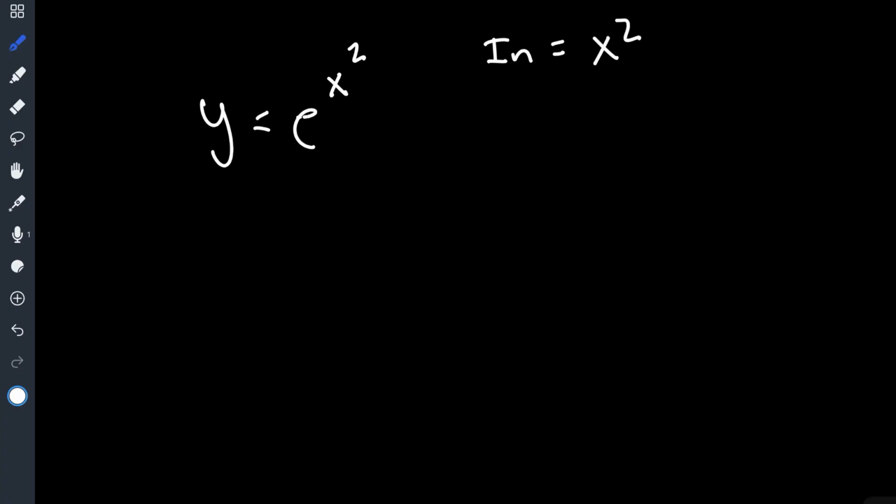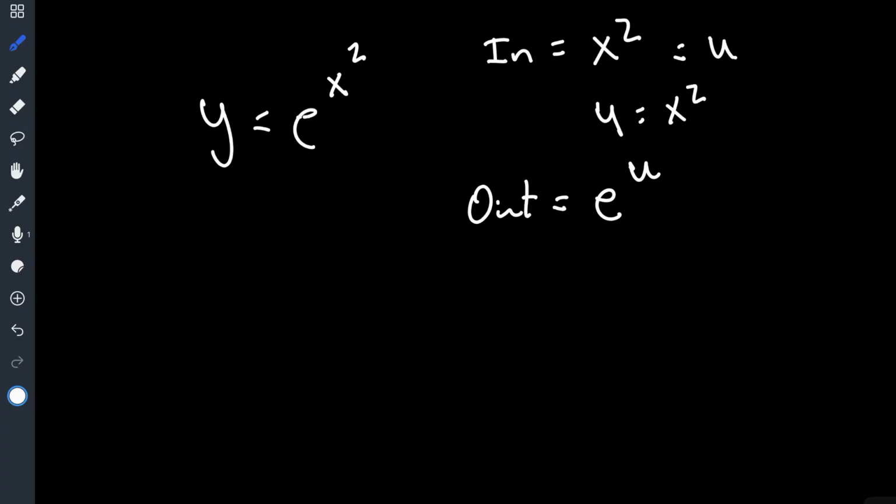And just to make our lives easier, let's call this u. So, u equals x squared. It's just a variable. u is just a variable. There's nothing super fancy about it. Our outside function is just going to be e to the u. Let's just say that, e to whatever our function u is.